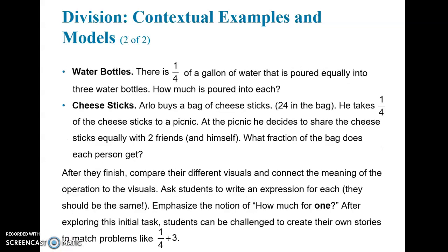The water bottle would be considered very similar to the problem before. But the cheese sticks, however, you have 24 in total. You have to figure out how many 1/4 is, which ends up being 6. Then he splits them with 2 friends and himself, so that's 3, not 2. 6 divided by 3 is 2 each.